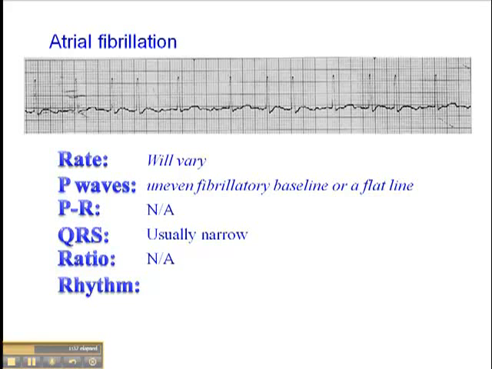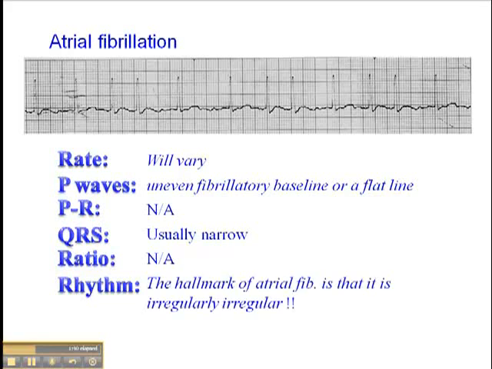And the hallmark of atrial fib, and this is where the diagnosis is made, the hallmark of atrial fibrillation is that it's irregularly irregular. So when you see a rhythm that's irregularly irregular without clearly discernible P waves anywhere, you're probably dealing with an atrial fibrillation. And remember the age category.